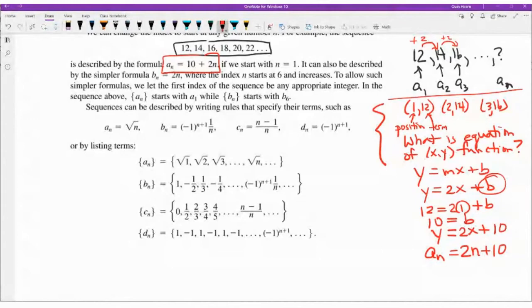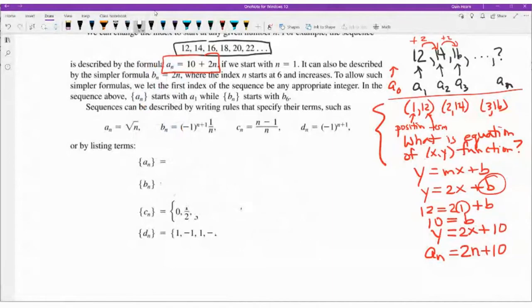You could also notice that if there were a term in the sequence a sub 0, what would it have been? If we had gone backwards from a1, what would we have gotten there? We would have gotten 10, right? Good, because we were going up by 2 each time. So if you work backwards in the sequence, then you're going to go down by 2.